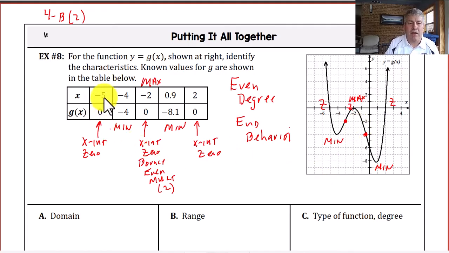So they gave us some exact values here. For x of -5, we have a y of 0, so that's an x-intercept. For x of -4, we have a y of -4. That happens to be the minimum point. We have an x of -2 and a y of 0, so another x-intercept. And it bounces at that point, so that's going to be a double root or a multiplicity of 2. We have an x of, well, I called it 1 and -8, but they have 0.9 and -8.1. And then we also have another x-intercept at 2.